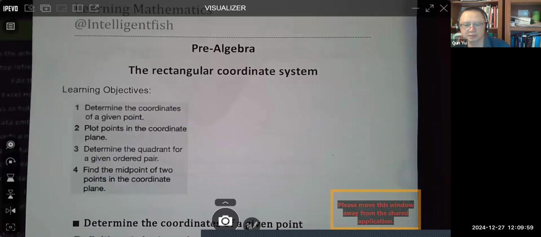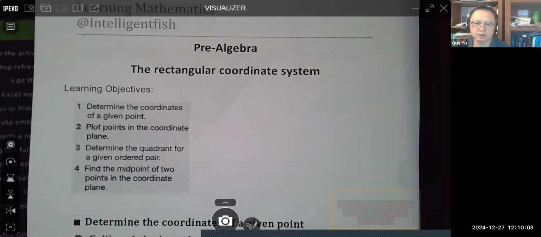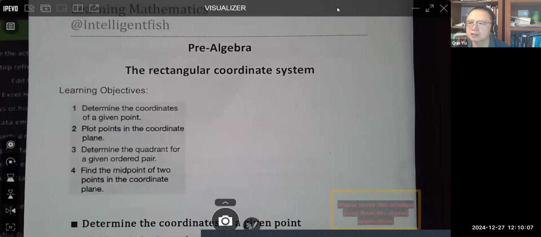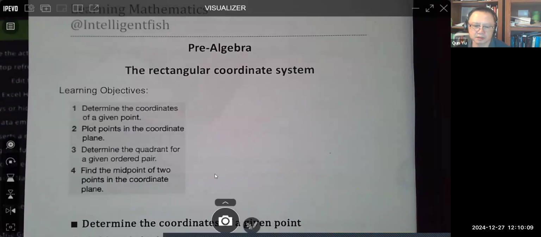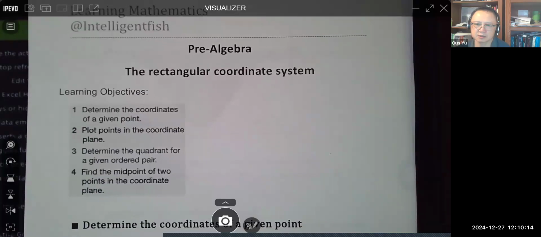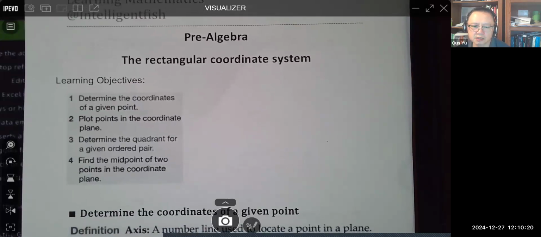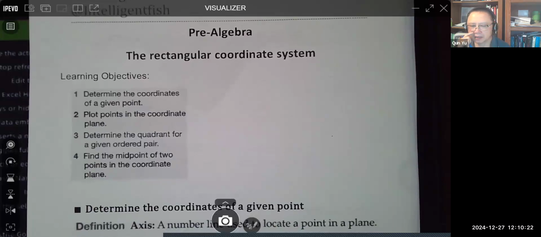Hi everyone. In this video, we are going to do the rectangular coordinate system. There are different coordinate systems we use in mathematics, and this one is called the rectangular coordinate system. Here are four learning objectives. Basically, we just learn the very basics.